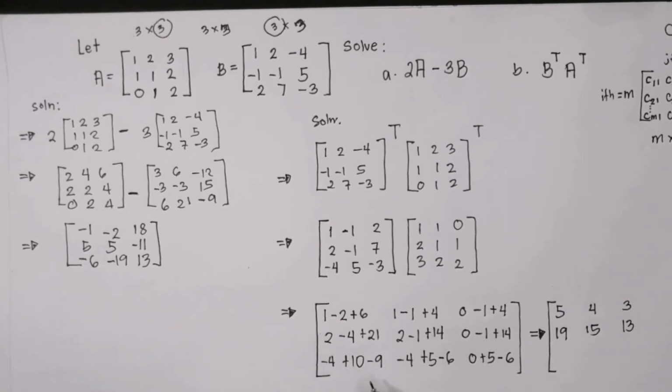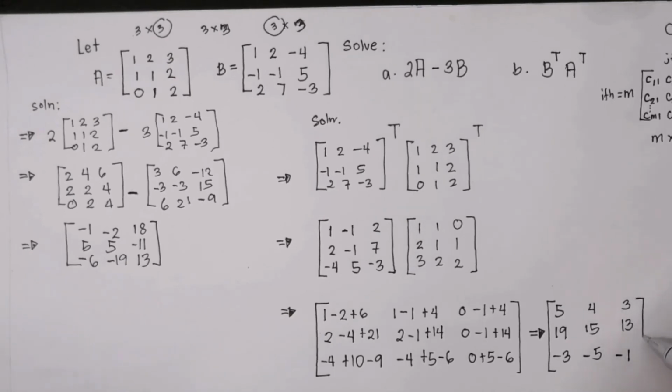Negative 4 plus 10, that is 6 minus 9, that becomes negative 3. Negative 4 plus 5 is 1 minus 6, negative 5. Then we have 0 plus 5 is 5 minus 6, that makes it negative 1.